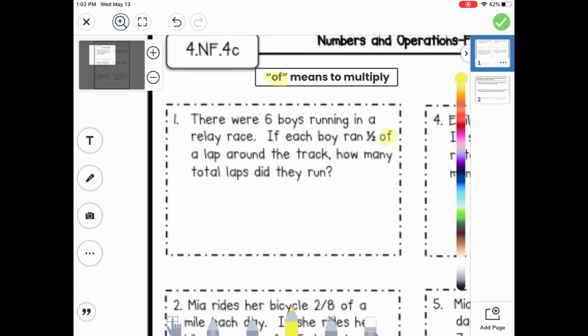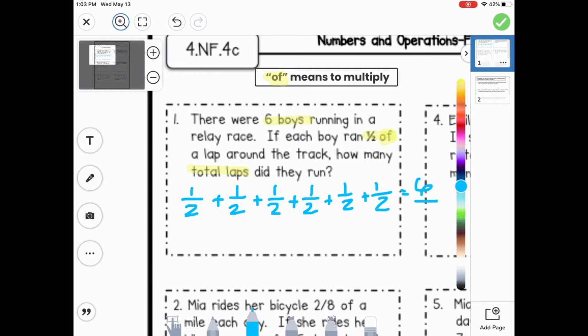Question 1 says there were 6 boys running in a relay race. If each boy ran half of a lap around the track, how many total laps did they run? So if I were to just use repeated addition, I could add 1/2 6 times. When you add all of those together, you're going to come up with the fraction 6/2. And for the answer to this question, the boys ran 6/2 laps around the track. That doesn't really make sense.